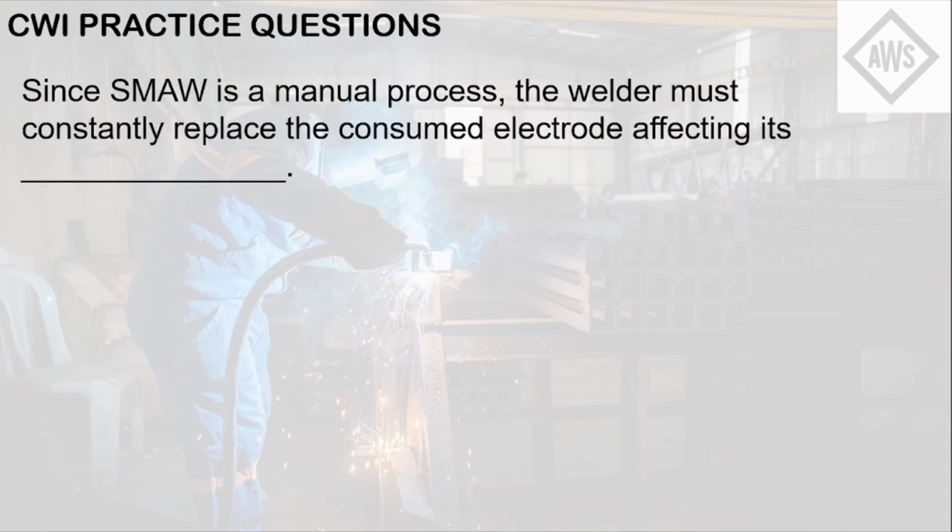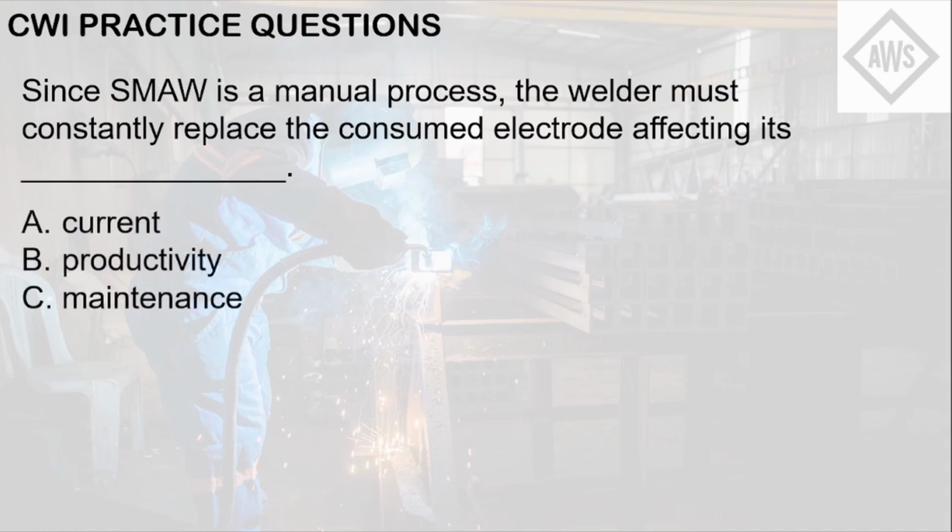Next question. Since SMAW is a manual process, the welder must constantly replace the consumed electrode, affecting its blank: A. Current, B. Productivity, C. Maintenance, D. Arc length. Letter A from these choices does not make any sense. If you replace the consumed electrode, it will not affect the current setting of the welding machine. Letter C, maintenance. If you replace the consumed electrode, it does not mean you're maintaining the electrode or the welding machine. So it's not the correct answer.